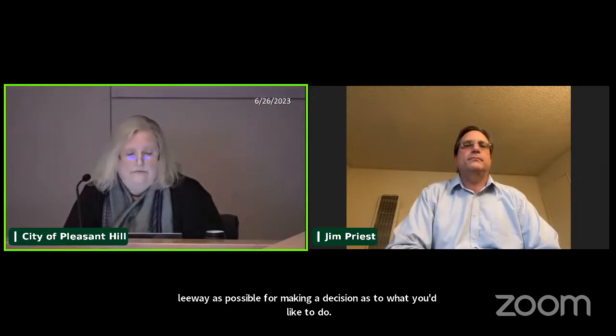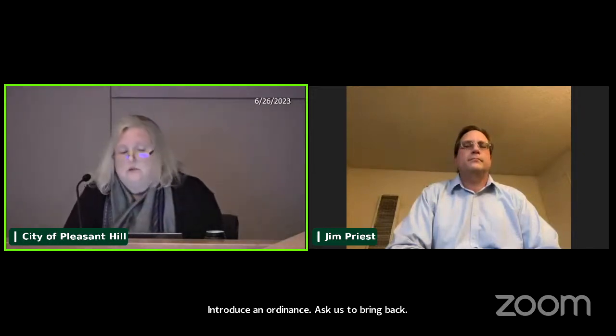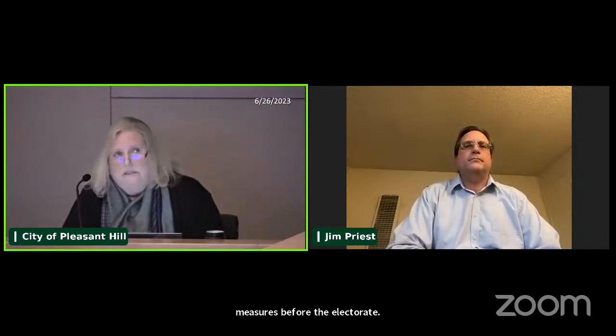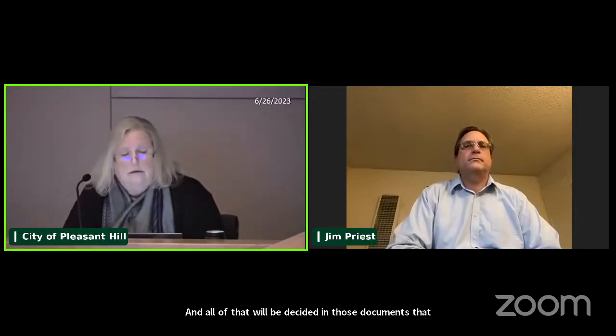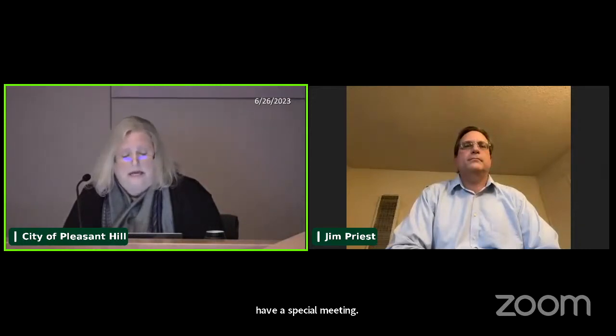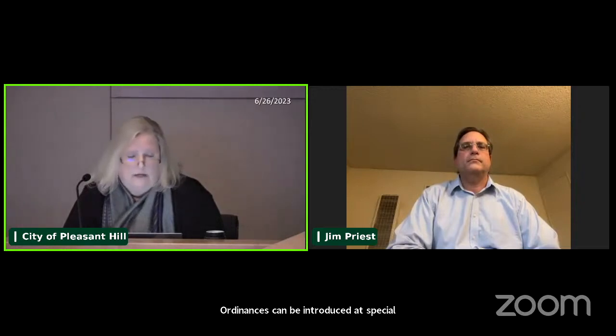The way I see it is you have essentially 3 options. One of them is here tonight, where you select the default map, introduce an ordinance, ask us to bring back documentation, the necessary resolutions, ordinance to call an election, do that on July 17th, to put 1 or more measures before the electorate. And all of that will be decided in those documents that would come back on July 17th. You could also have a special meeting on July 10th. That's another option. You don't have to introduce tonight. You could introduce an ordinance on July 10th. Ordinances can be introduced at special meetings. They only have to be adopted at regular meetings.